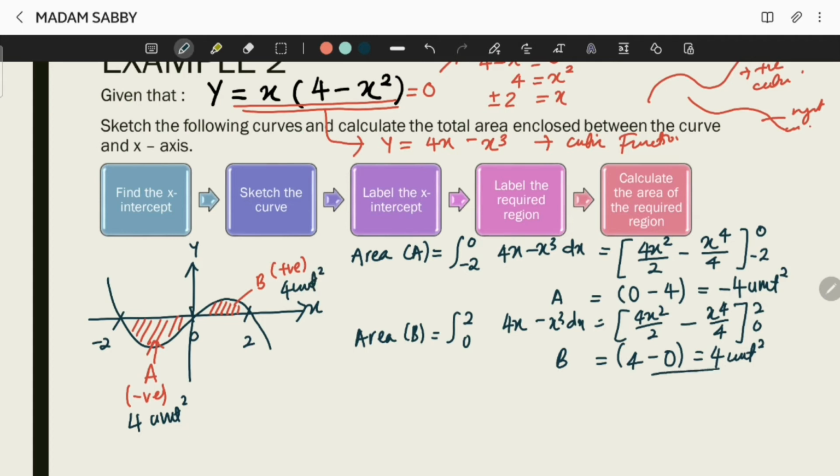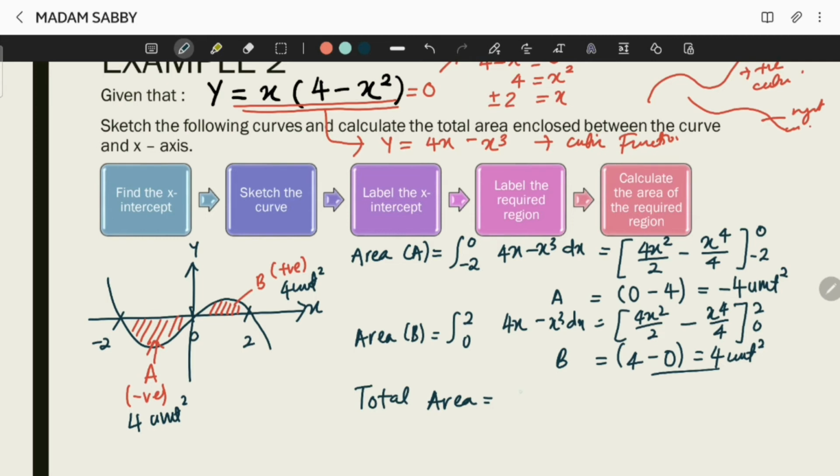It's positive because the area is above the x-axis. For your region A, it's negative. We get a negative from the definite integral because the area is below the x-axis. But we are more interested in calculating the total area.